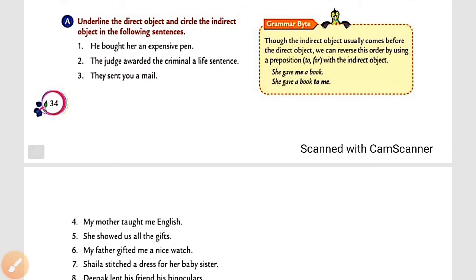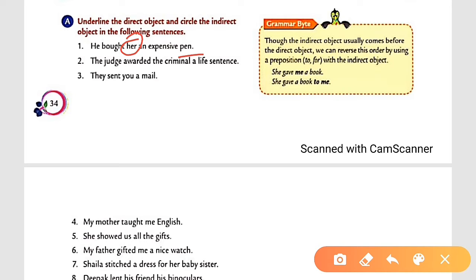A part we will start. Underline the direct object and circle the indirect object in the following sentences. First, read out: he bought her an expensive pen. We have to underline the direct object, and circle the indirect object. So, he bought her an expensive pen. What is the answer, guys? He bought her. Her is your indirect object and pen is your direct object.